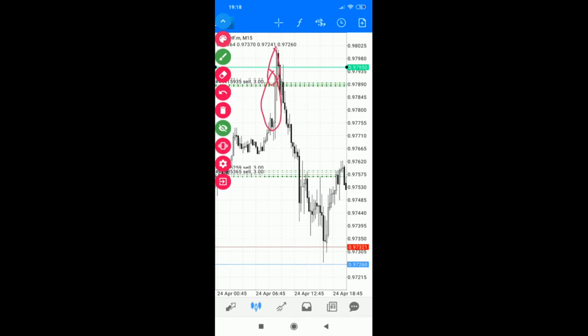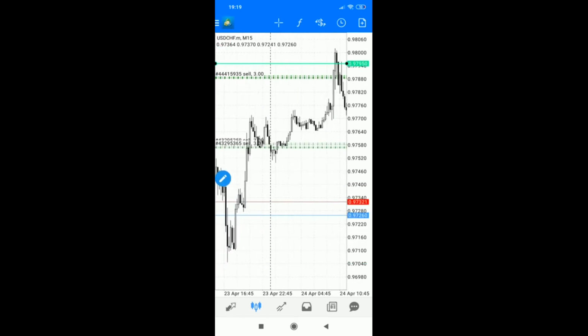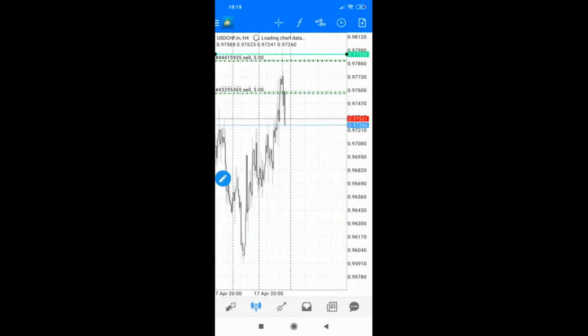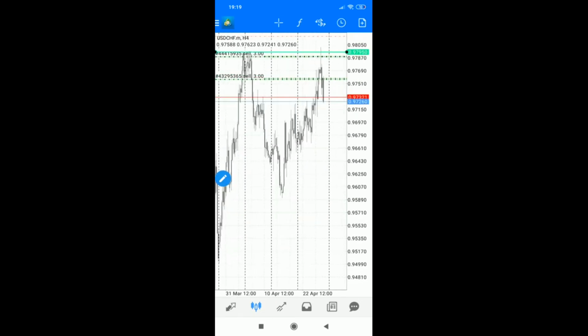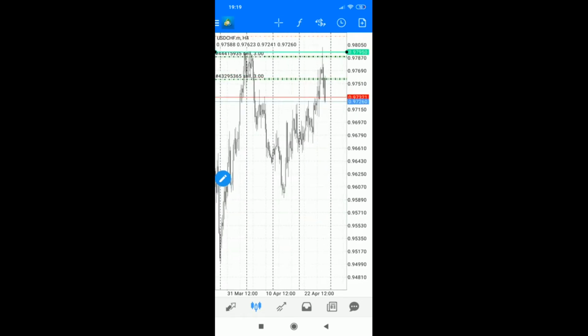So if I have my resistance here and it breaks, usually what most people will do is go in on the buy after this close. Why? Let me tell you a reason why these people like making the false moves. It's because, let me go back, as you can see here, it's a breakout. First thing is a breakout.